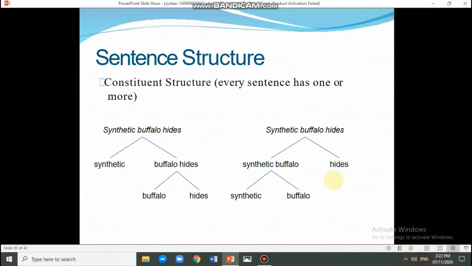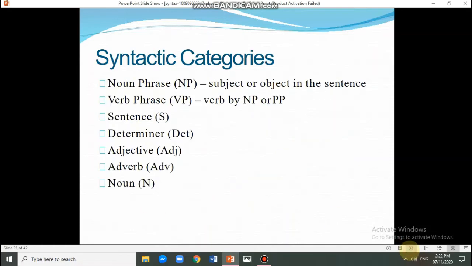So the sentence structure, or the constituent structures, refers to the sentence as one or more. So the sentence is another, like an extension, of the constituent structure. This one is like a branch, the main branch.